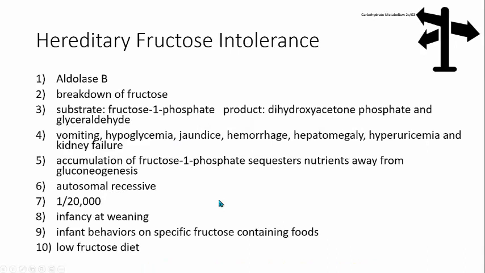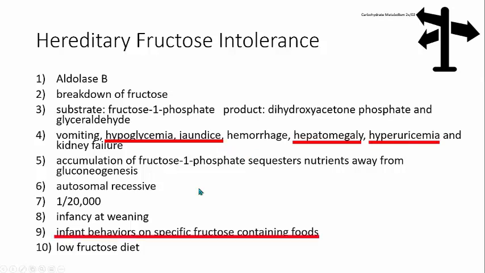Hereditary fructose intolerance is another carbohydrate metabolism disorder due to a lack of aldolase B. In this disorder, we see vomiting and hypoglycemia, as in the glycogen storage diseases, but we also see jaundice, and we see hepatomegaly and hyperuricemia. These patients will also develop kidney failure.